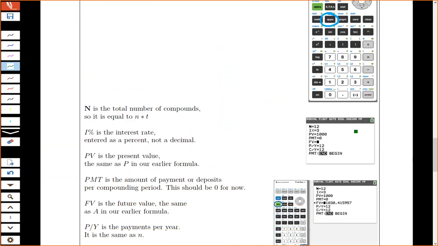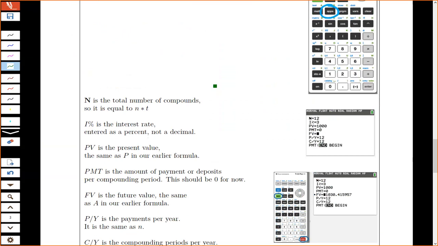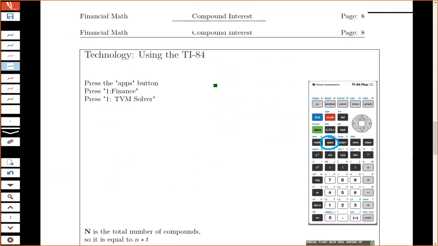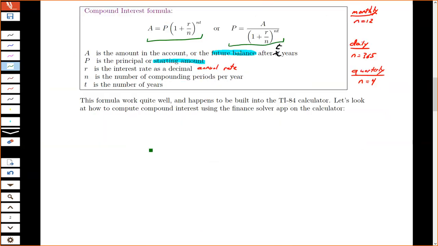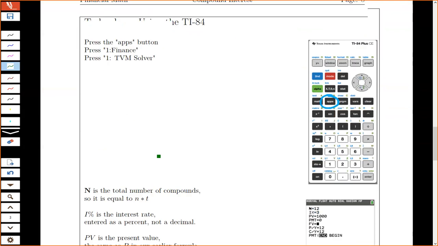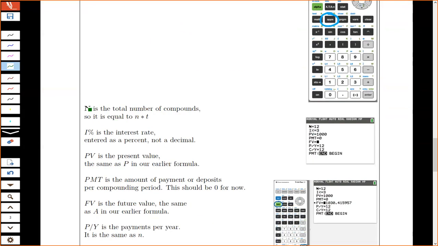Okay. And so this is what it looks like. Now there are some differences between the symbols that we had up here when we do formulas and the symbols when we're entering in the calculator. Here they have this big capital N. And the capital N is equal to little n times t. It's the total number of compounding periods.